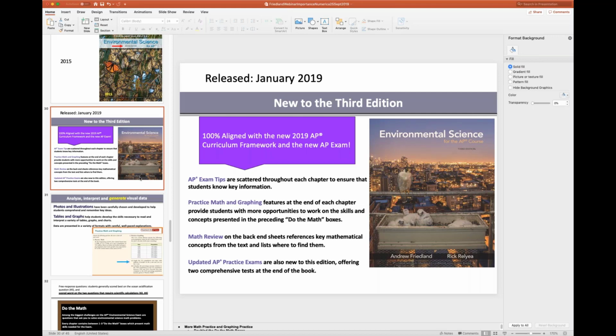Some features of the new third edition: there are AP exam tips scattered throughout each chapter. There's practice math and graphing features, which are, I think, really wonderful and are further examples of the title of this talk and the importance of numerical understanding. I'll show you that in another slide. There's math review on the back end sheets of the book, and there are two comprehensive tests at the end of the book. These are two new exams, similar to the 2020 AP exams in environmental science, similar to the format that will be given to your students in May of 2020. We have two full exams at the back of the book that we wrote.